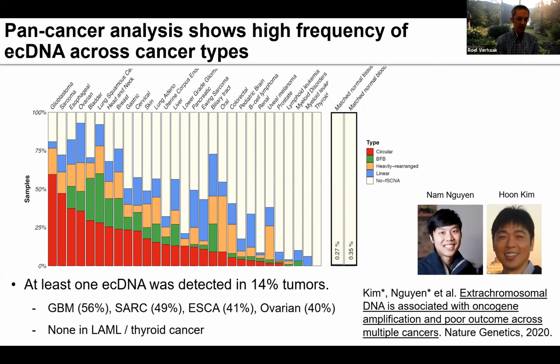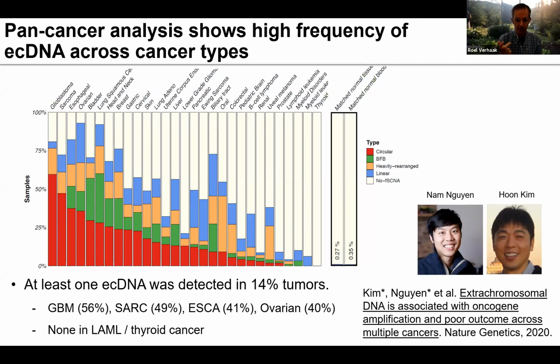Glioblastoma was the tumor type with the highest frequency of extrachromosomal DNAs, followed by sarcoma, esophageal cancer, ovarian cancer, but also major tumor types like breast and lung contain double-digit percentages of extrachromosomal DNA. We also found that in cases with relatively simple karyotypes like leukemia, AML, and thyroid cancer, we found 0 extrachromosomal DNAs. This also suggests that the approach we've taken here is likely very conservative, because there are plentiful literature reports in AML with extrachromosomal double minutes of MYC.